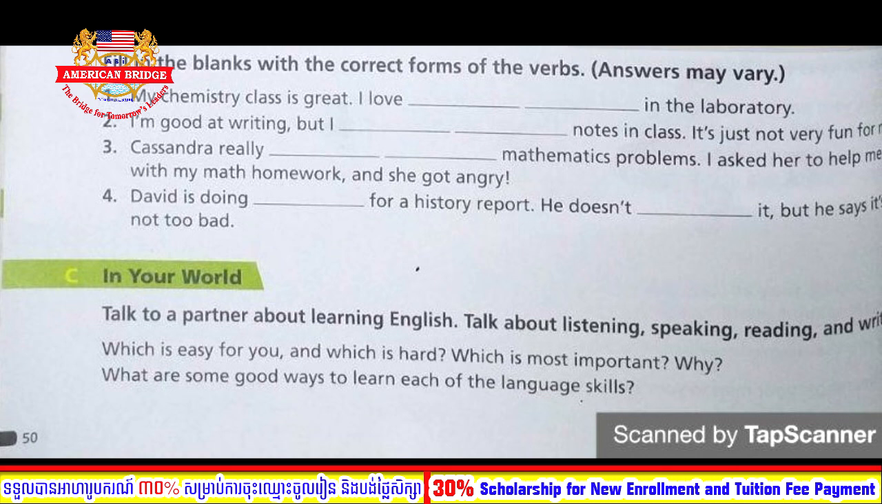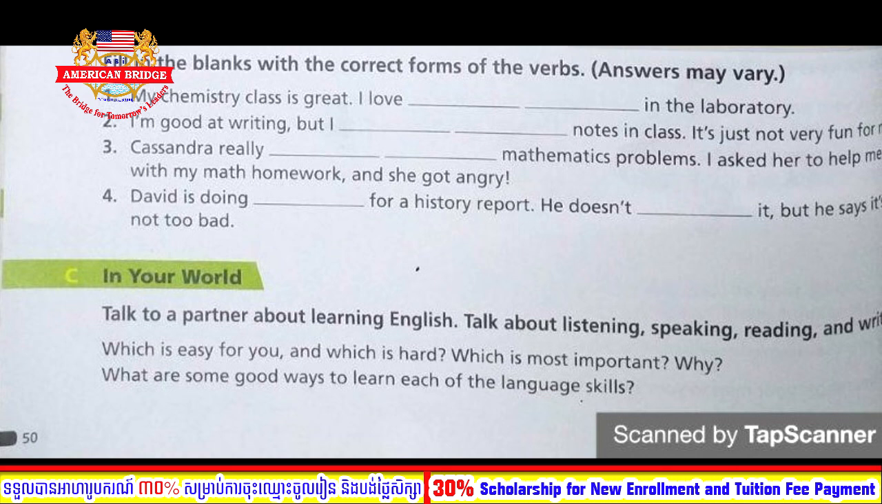My chemistry class is great. I love in the laboratory. Number 2, I'm good at writing, but I notes in class. It's just not very fun for me. Number 3, Cassandra really mathematic problems. I asked her to help me with my math homework and she got angry. Number 4, David is doing for a history report. He doesn't but he says it's not too bad.